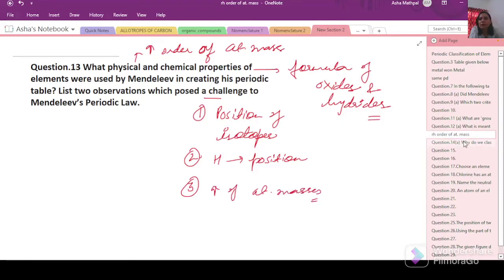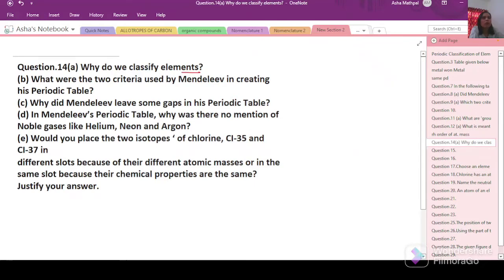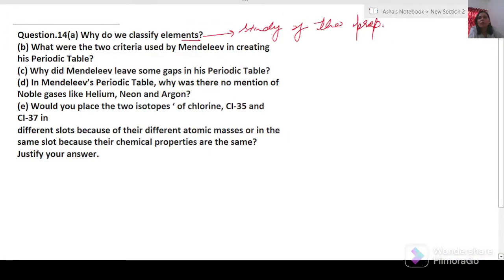Now let us go to question number 14. Why do we classify elements? We classify elements because it makes our study of the properties of elements easier. It gets easier because there are a lot of physical and chemical properties which can be easily understood and remembered if they are correctly classified.